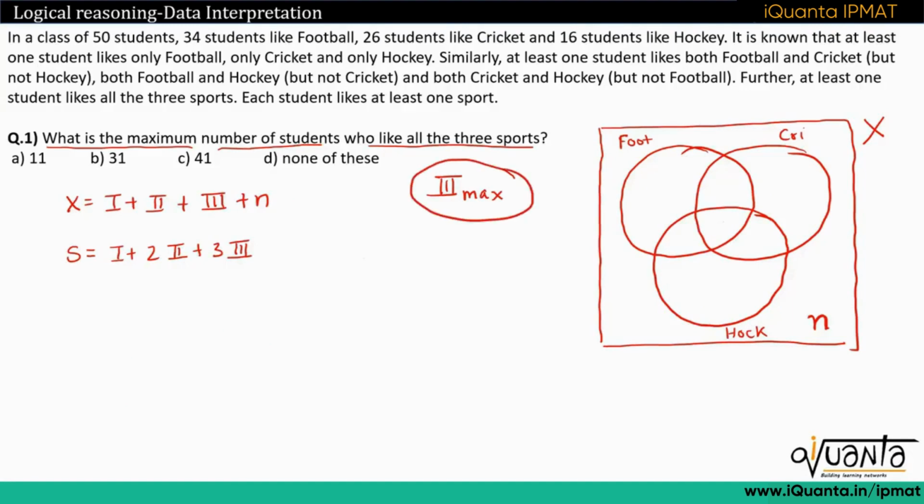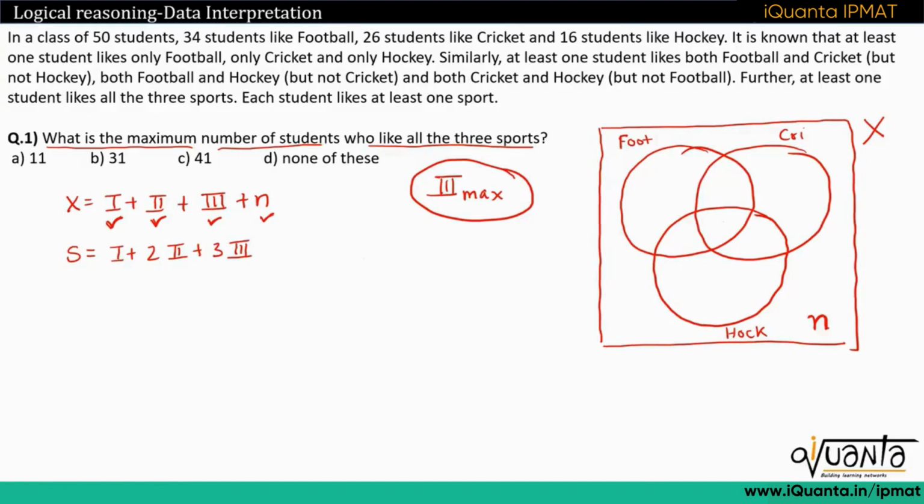We already know that this 1 over here denotes all the students that play exactly 1 game. This 2 denotes all the students who play exactly 2 games. 3 denotes all the students who are playing exactly 3 games, and this n means none. That means all the students who are not playing any of these games.